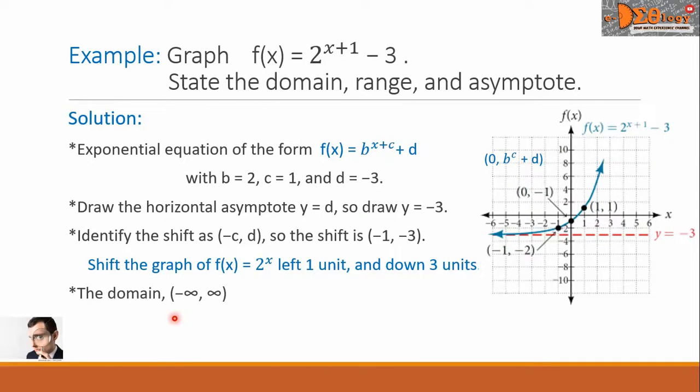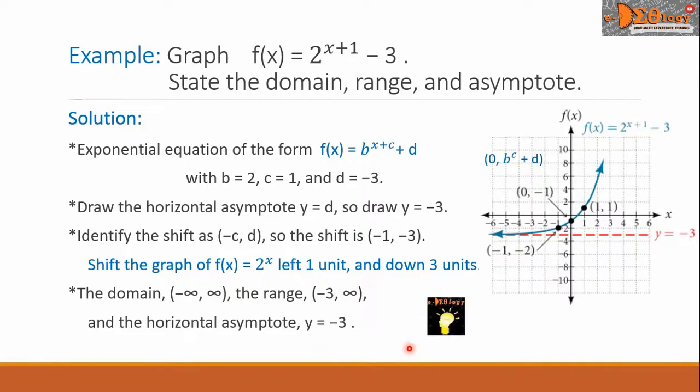The domain is from negative infinity to positive infinity. The range is (-3, positive infinity). And the horizontal asymptote, that is y = -3. This is now the final answer.